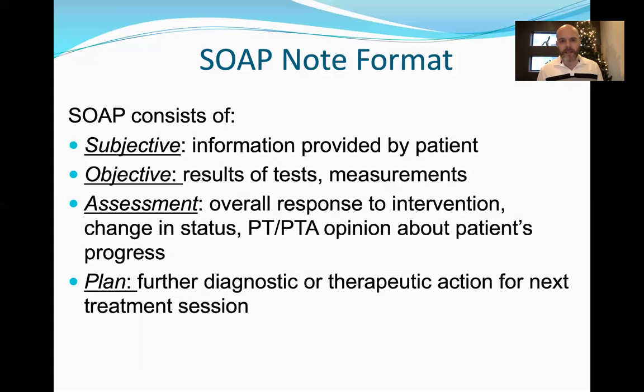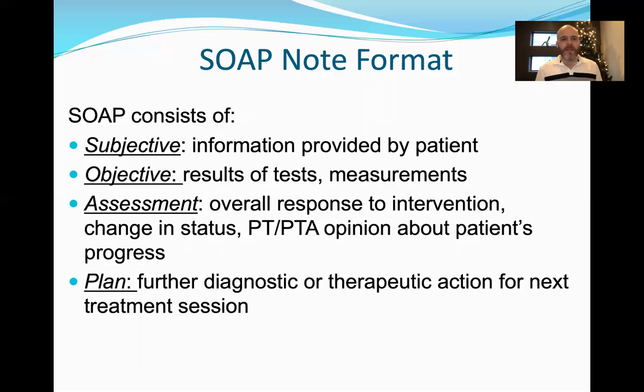Any balance test, any walking test, any sitting balance test, any transfer test, you put it all in the objective section. Anything that you do with the patient, exercises you do with them, whether they're new or old, you put it in the objective section. So think of the objective section as all the skilled things that you are going to do with them.